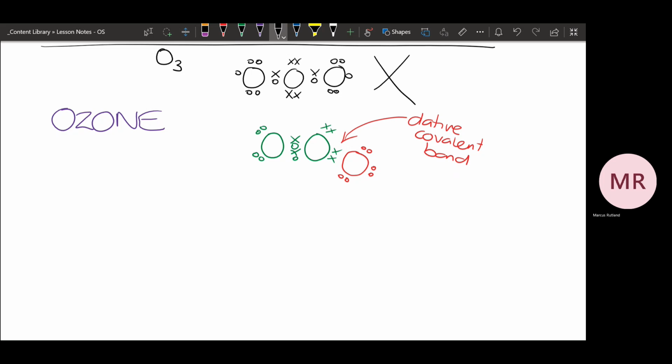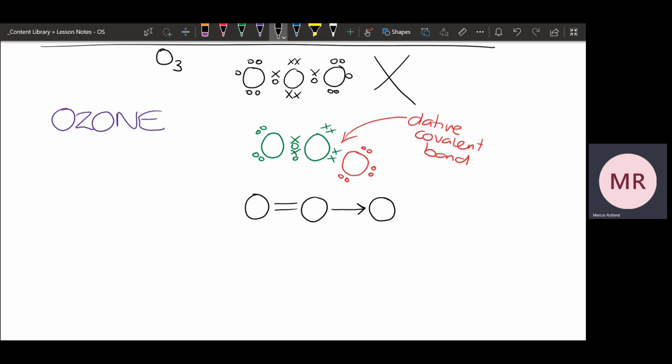Okay, and you should draw two lines between two of the oxygens as the double bond. And then the dative bond is a single bond, but remember we do it as an arrow, and it goes from the atom that's providing the pair to the atom that's receiving it. So it would be something like that.